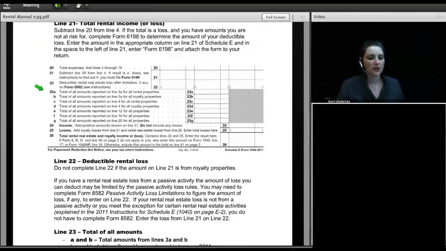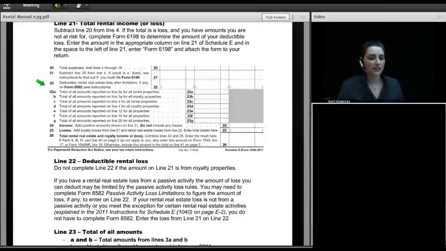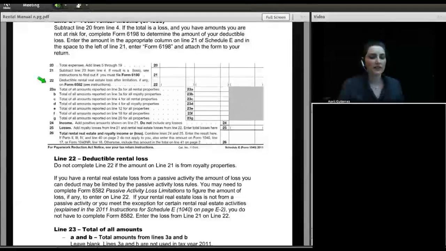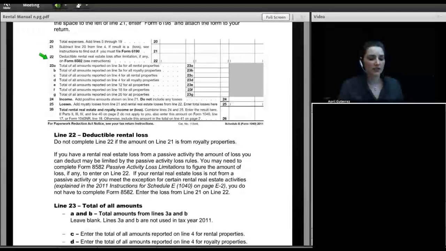So there are two reasons why you could have a number on line 21 that does not carry to line 22, actually three reasons. One is the loss is on royalties, can't claim it down here. Another one is that the loss is a loss you're not at risk for, in which case you complete Form 6198 to figure the amount of loss you are at risk for and enter that on line 22. But even after you determine you are at risk for your loss, it may be further limited under passive activity loss rules. And you would fill out Form 8582 to figure out how much loss, if any, you are allowed to claim. And you enter the allowable loss on line 22.